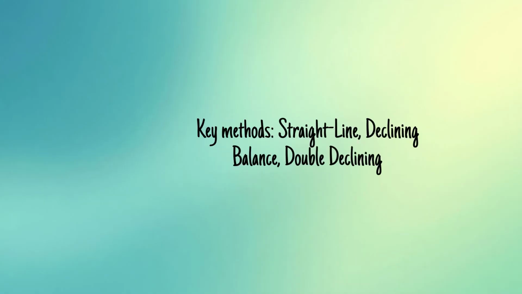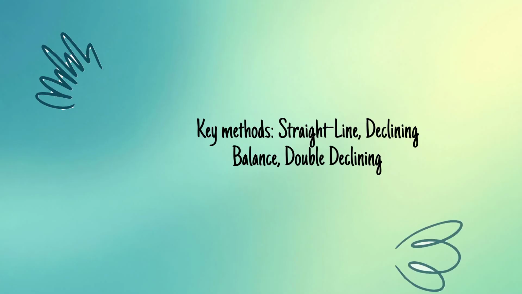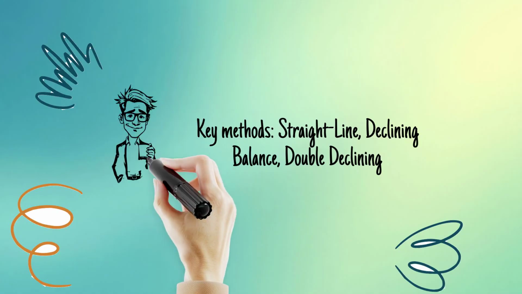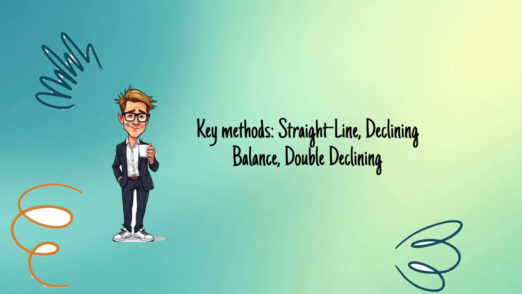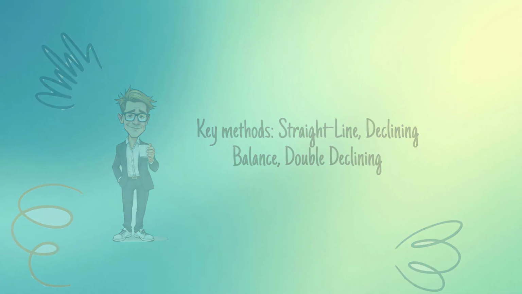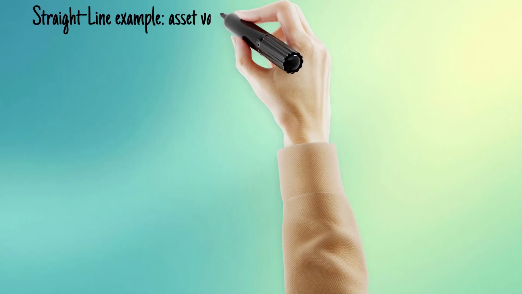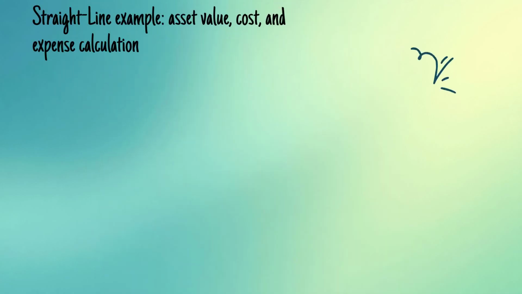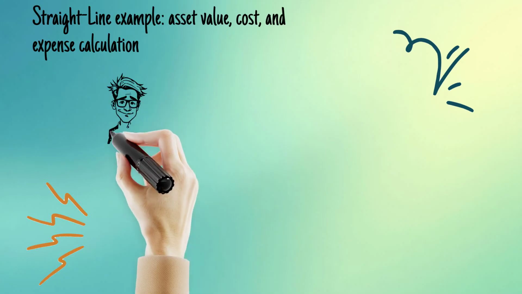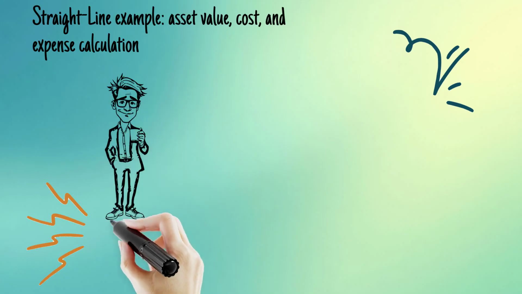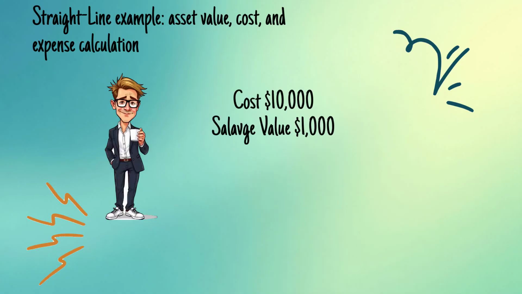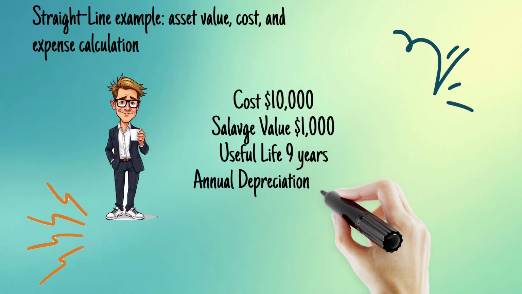Let's start with the straight line method. This is the simplest and most widely used method, where the asset's cost minus its salvage value is spread evenly across its useful life. For example, if an asset costs $10,000, has a salvage value of $1,000, and a useful life of 9 years, the annual depreciation expense would be $1,000.